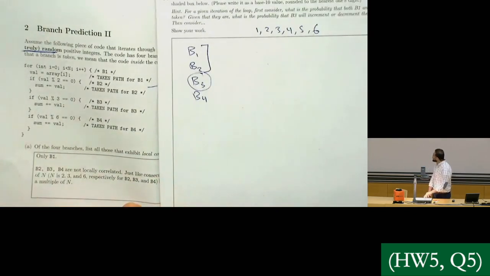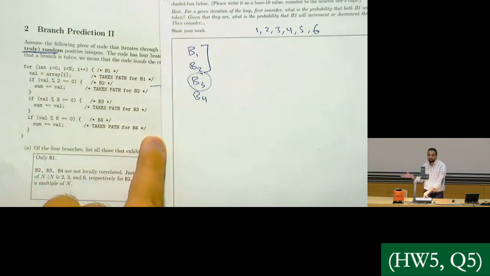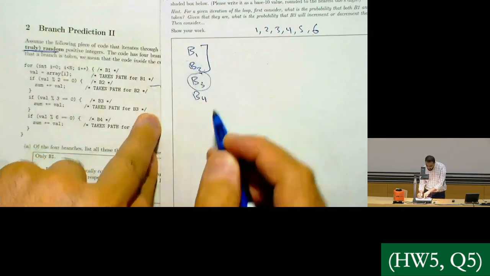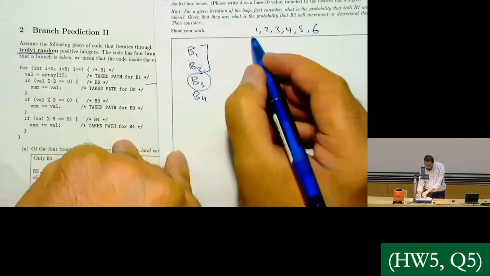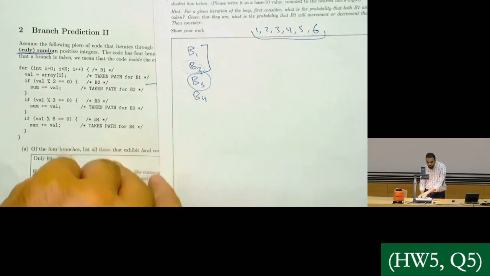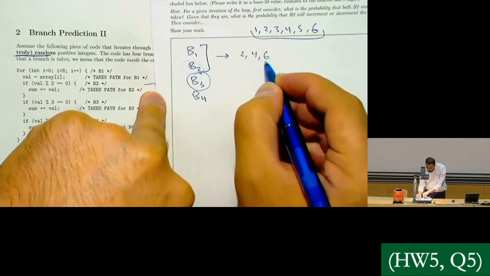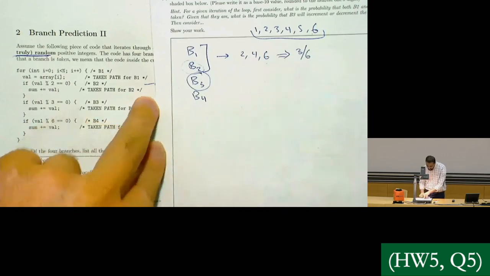So this is B1 and B2. B1 could be any of those values, so the probability is 6/6. I'm not excluding any of those. For B2, if I take B2, it means that the number is a multiple of 2. How many of those are multiples of 2? 3 values, which are 2, 4, and 6. And this has the probability of 3/6.